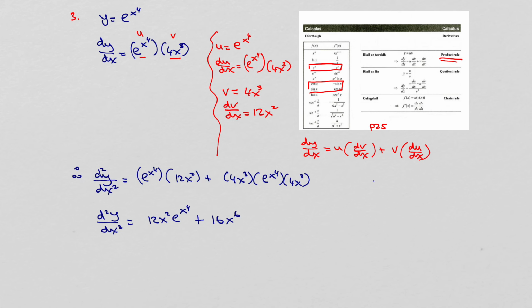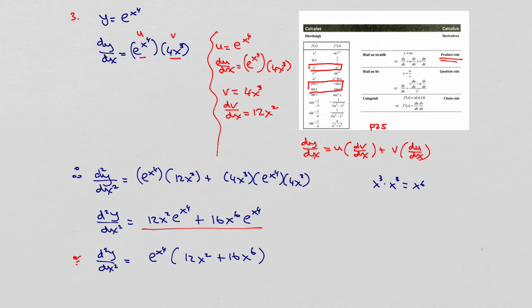So remember your indices rules there, adding the powers, and that's times e to the power of x to the power of 4. So that's my answer, or I could take out e to the power of x to the power of 4 as being common, which would be 12x squared plus 16x to the power of 6. So that's our answer there.